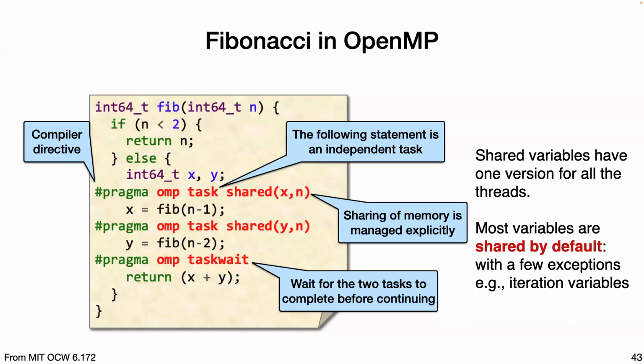I'm not sure, sorry, I don't think I understood the question. Can you say it again? fib of n calls n minus 1, and n minus 1 calls n minus 2. Yes. So then it cannot reuse the thread, right?